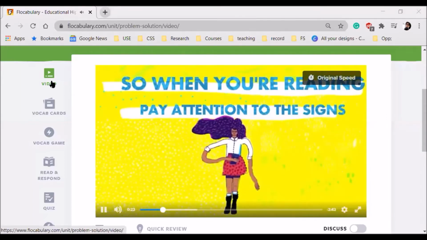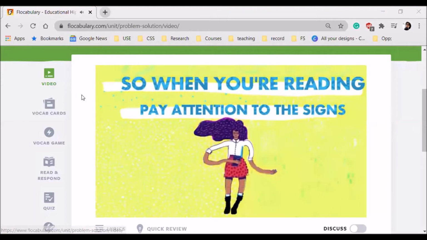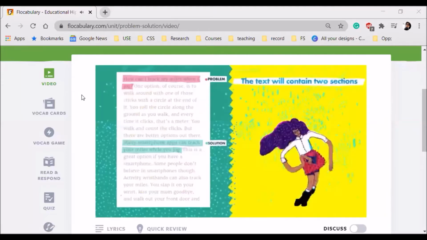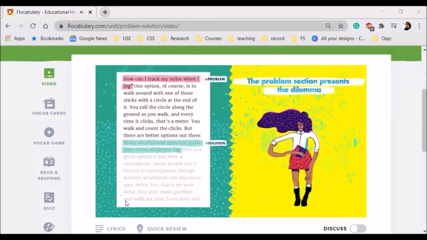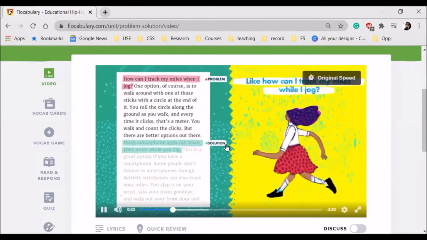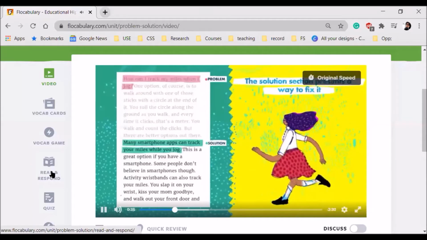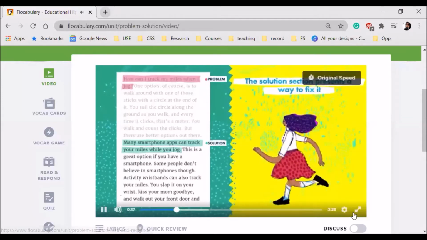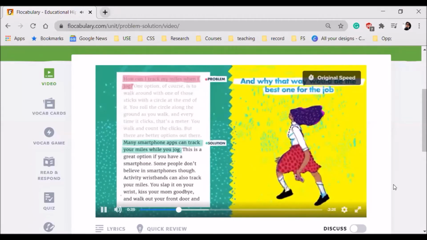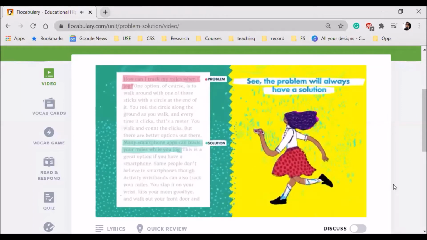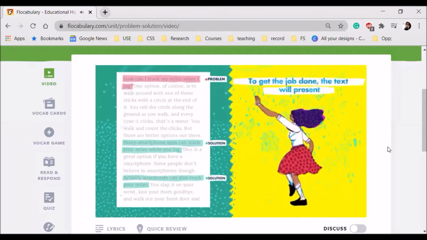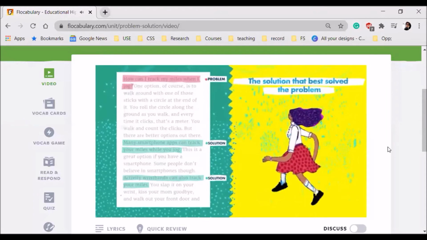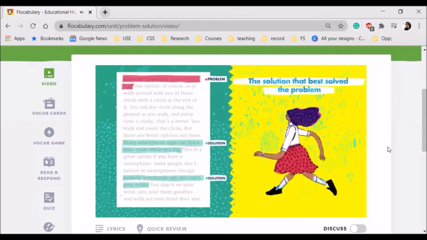So when you're reading, pay attention to the signs. The text will contain two sections. Yep, that's the way it is designed. The problem section presents the dilemma. Like how can I track my miles while I jog? The solution section presents a way to fix it, and why that way would be the best one for the job. See, the problem will always have a solution. In fact, sometimes it'll have more than one. To get the job done, the text will present the solution that best solves the problem.